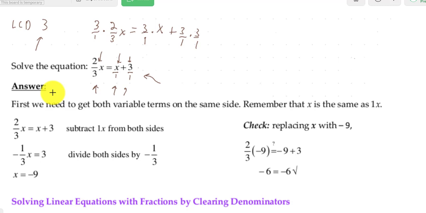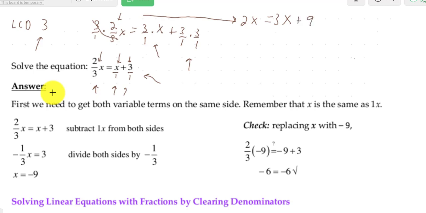So let's cancel where we can, right? 3 over 3 cancels, and I'm left with just 2x. So I'm going to rewrite that all the way over here, 2x. Remember, the goal here is to get rid of all our fractions. So now I have 3 times x divided by 1. That's equal to 3x. And then 3 times 3 over 1 is 9.